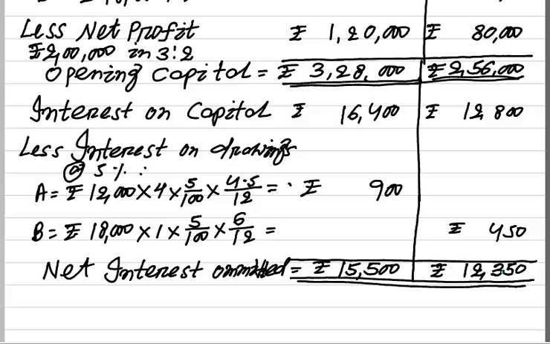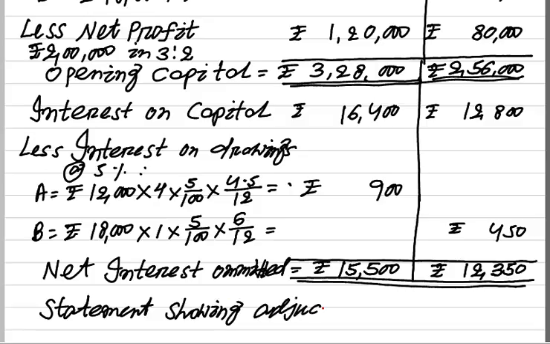So now we will prepare the statement showing the adjustments to be made. This is particulars, A, B and firm.